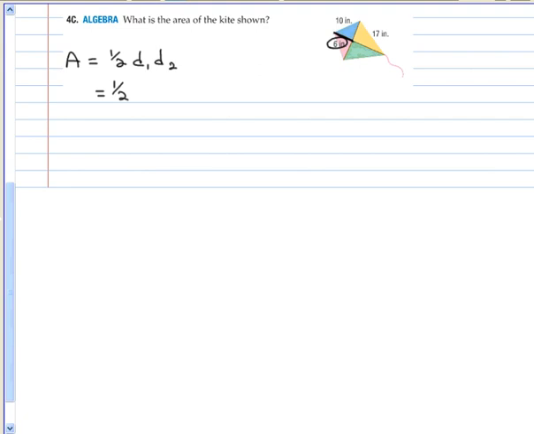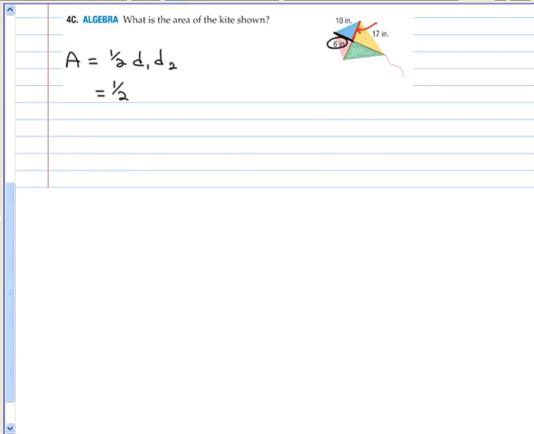The line between the blue and yellow. Wait, I want this line right over here. Can I say this whole diagonal is 12, 6 and 6? You mean this one right here? You don't know that. That's what we want to get. We want to figure that one out.